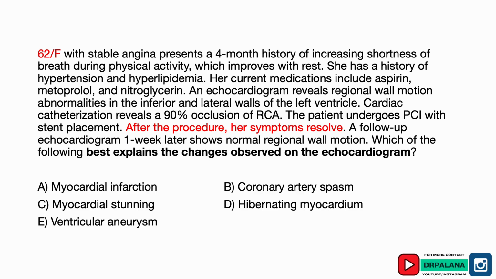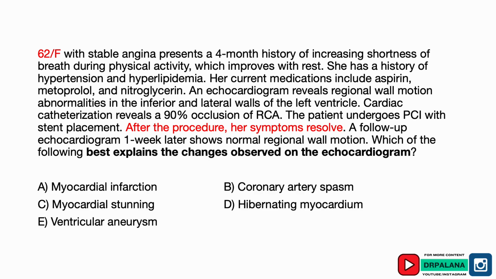The patient undergoes PCI with stent placement. After the procedure, her symptoms resolved. A follow-up echocardiogram 1 week later shows normal regional wall motion. Which of the following best explains the changes observed on the echocardiogram? A. Myocardial infarction. B. Coronary artery spasm. C. Myocardial stunning. D. Hibernating myocardium. Or E. Ventricular aneurysm. The correct answer is D.